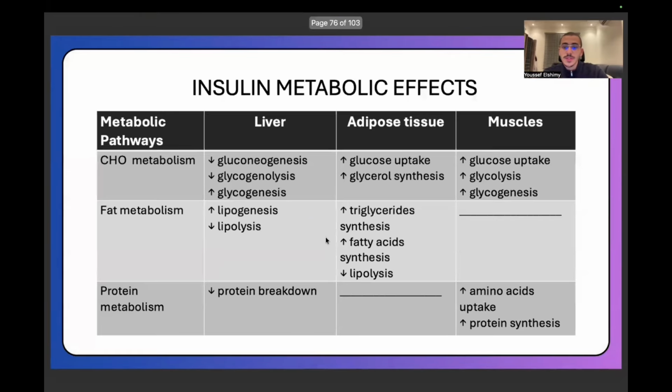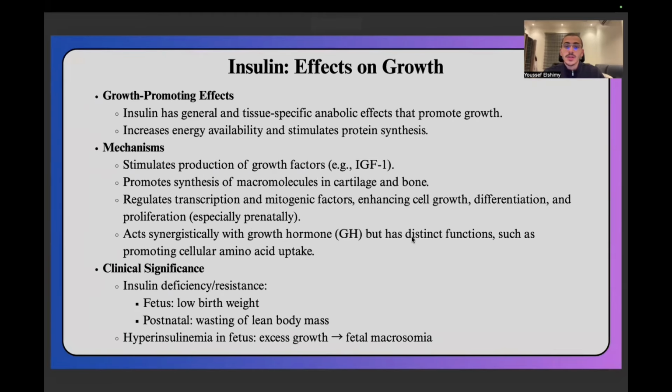Okay. So this is basically what I said as a summary. I hope you guys understood the metabolic effects of insulin. Not only does insulin affect the metabolism, it also affects the growth. It has growth effects because it's anabolic. So in some tissues, it promotes growth, and this is done by increasing protein synthesis, and it has several mechanisms.